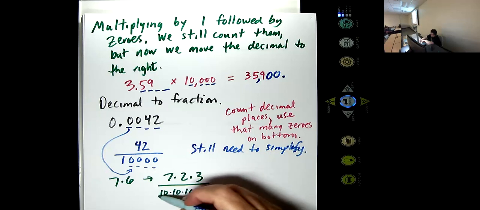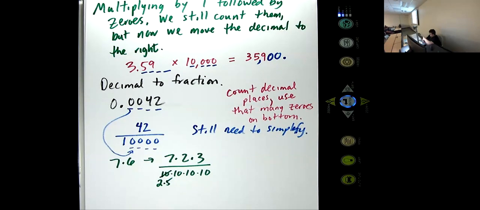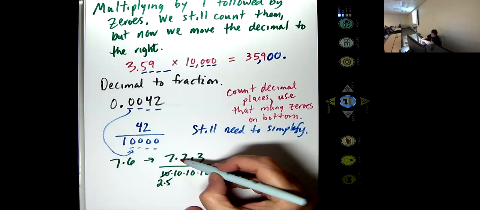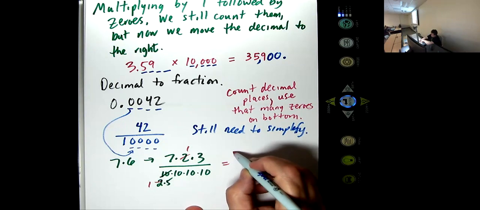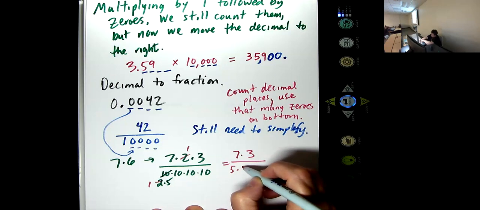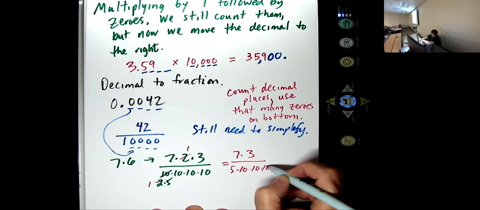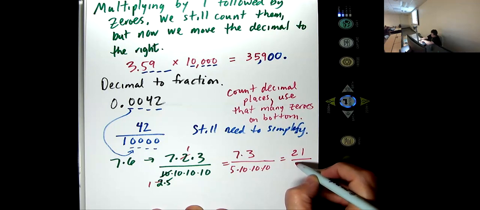And then one of these 10s, I'm going to break down to a 2 and a 5. I can cancel the 2 out. And on top, I have 7 times 3. On bottom, I have 5 times 10 times 10 times 10. This will be 21 over 5,000.